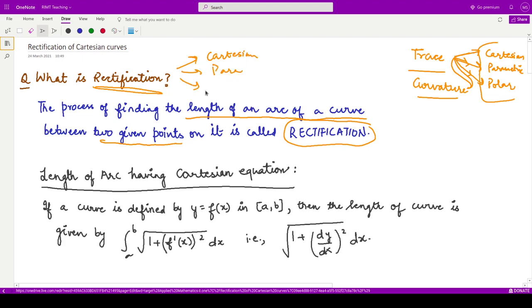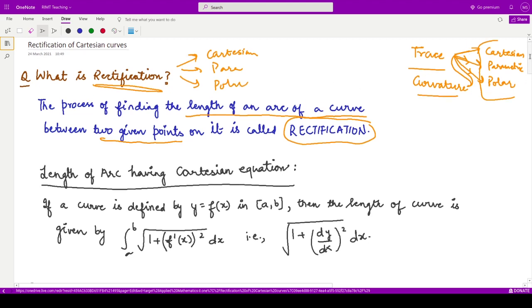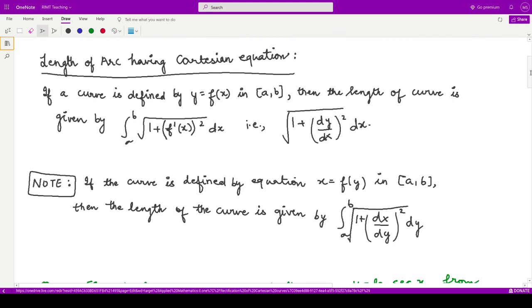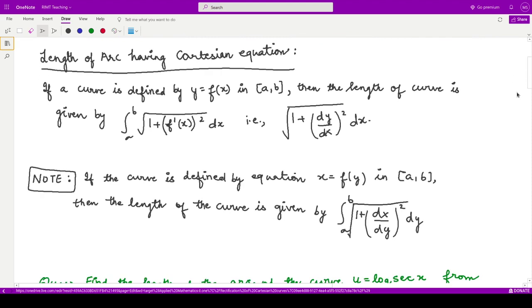So in this slide, we will do it for Cartesian curves, right? Firstly, we have to see how to calculate the length of the arc. This you might have done in your previous classes, like in school. So this is exactly the same thing. It is to calculate the length of an arc having a Cartesian equation. If your equation is given in this form, y is equal to some function of x, and it is defined in the closed interval from a to b, then the length of the curve is given by this expression.